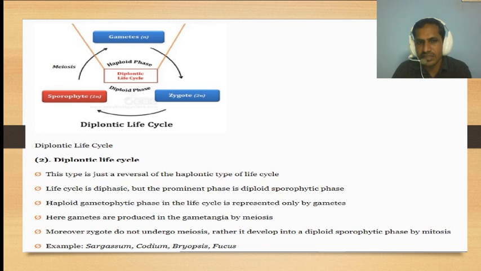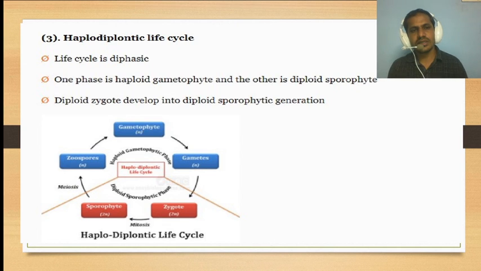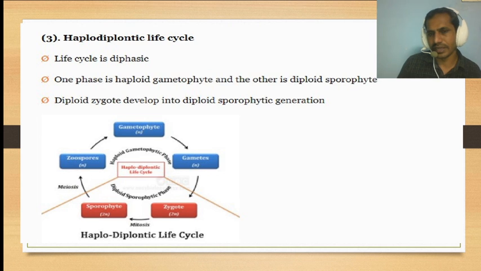Here are the gametes produced by this meiosis process. Moreover, the zygote does not undergo meiosis, rather it develops into a diploid sporophyte by the process of mitosis. This is very common in Sargassum, Codium, Prasiola and Fucus. So the third type of life cycle is haplodiplontic or diplohaplontic life cycle.